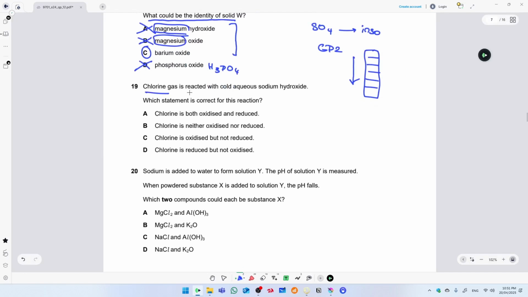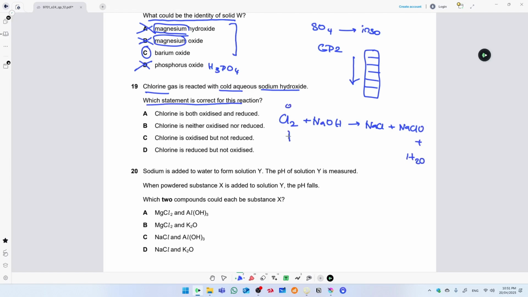Chlorine gas is reacted with cold aqueous sodium hydroxide. Which statement is correct for this reaction? So let's look at the reaction real quick. Cl2 plus NaOH cold makes NaCl plus NaClO, sodium chlorate(I), and water. So chlorine here is 0 because it's in element form, and then here it's -1 and here it's +1. So it's both oxidized and reduced. Yes, A is the answer.